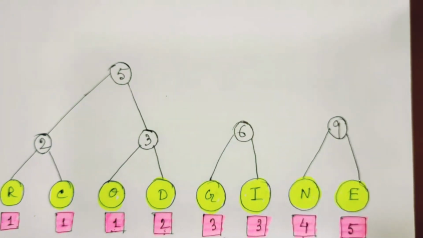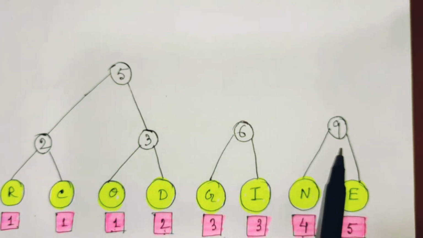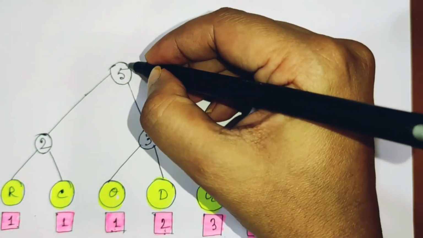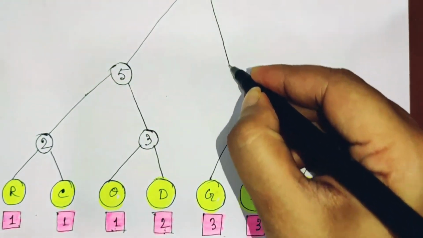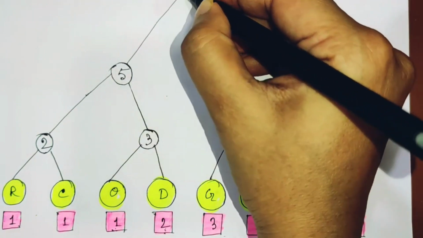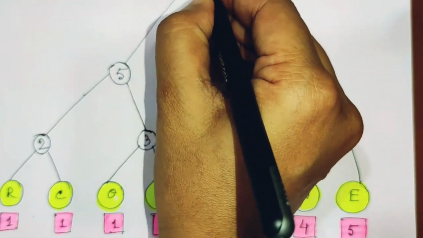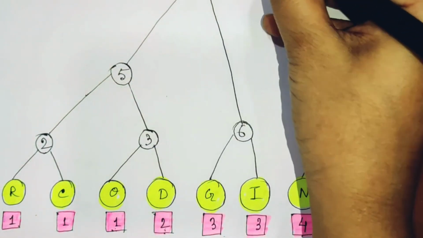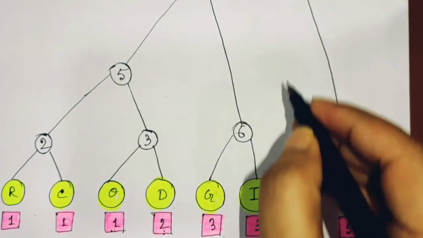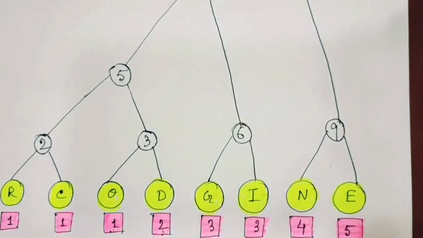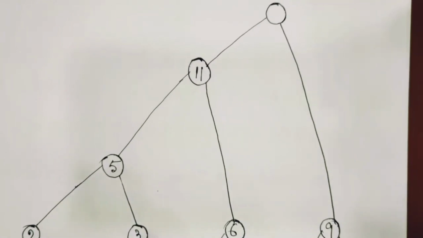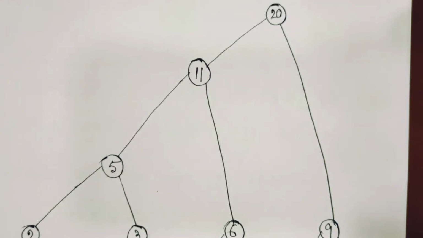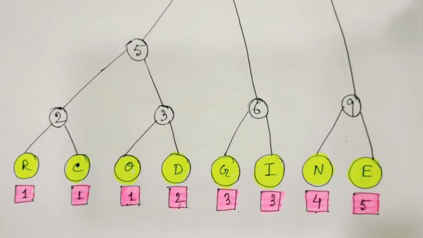So now our frequency values are 5, 6 and 9. Among these three, which two are minimum? This is 5 and 6. So definitely we should combine this 5 and 6. If we combine, then we shall find out here the total sum is 11. Next the two minimum are 11 and 9, and definitely we should combine these two. If we combine these two, we shall find out the total sum is 20. That is the total frequency which we will find out. So in this way we form the binary tree.